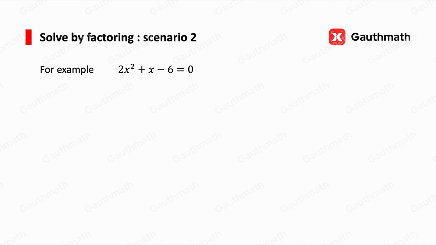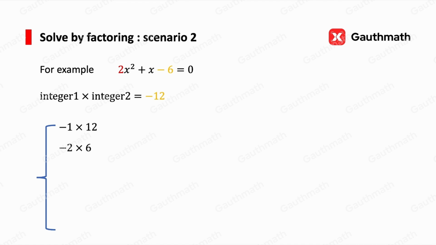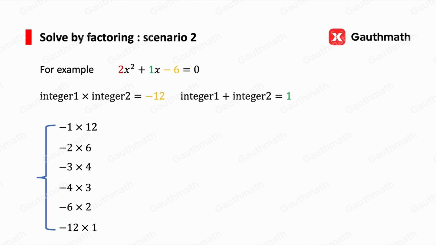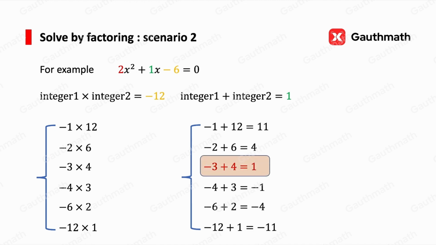2x squared plus x minus 6 equals 0. So now we have to find two integers so that their product equals the product of 2 and negative 6, which is negative 12. So we may still list some pairs of numbers here. Negative 1 times 12, negative 2 times 6, and there are four more pairs. And still, we have to find which pair of numbers has a sum equal to our linear coefficient, which is 1. So, similar to scenario number 1, the correct pair of numbers is negative 3 and 4.